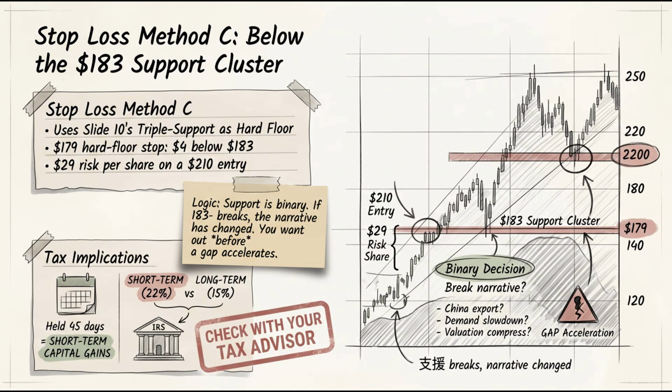Method C is our tightest, most aggressive stop, anchored to the $183 support cluster. We place our stop at $179, which is $4 below that zone. This means we are accepting $29 of risk per share. This method is only for high-conviction trades where your position size is small enough to absorb a larger potential loss. The logic here is binary. If that triple support level breaks, the fundamental narrative for Nvidia has likely shifted due to issues like export controls or demand slowdowns. We want to be out of the trade entirely before any gap down accelerates.